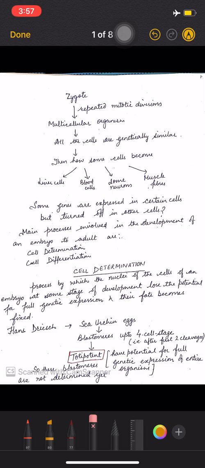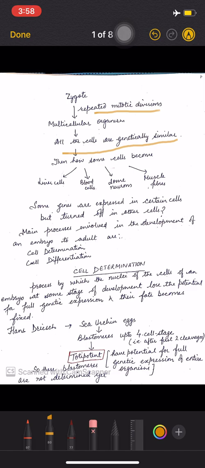Hello students, so today our topic of discussion is cell determination. Now before we start with cell determination, let us discuss how a multicellular organism develops. We know that a multicellular organism develops from a zygote after repeated mitotic divisions. When I say mitotic divisions, it means that all the cells are genetically similar.